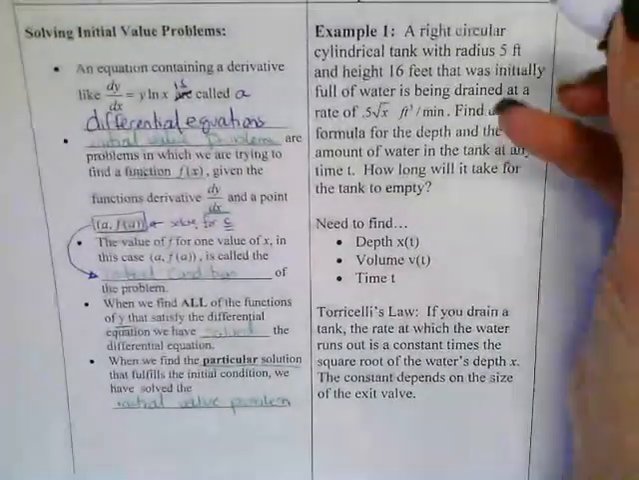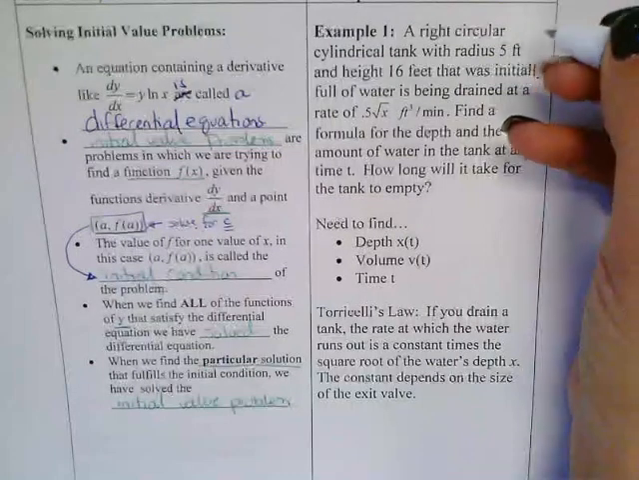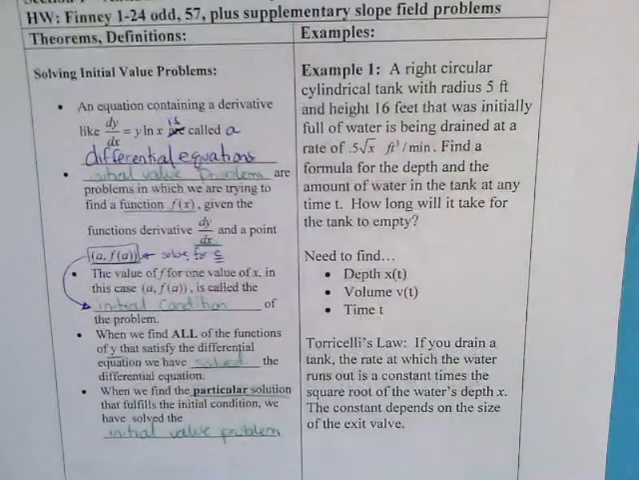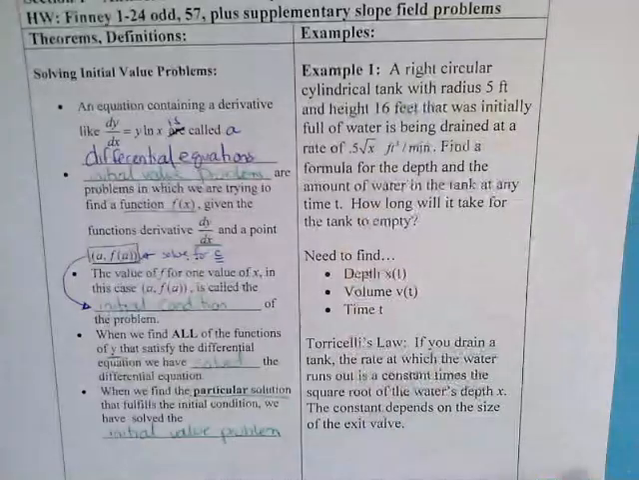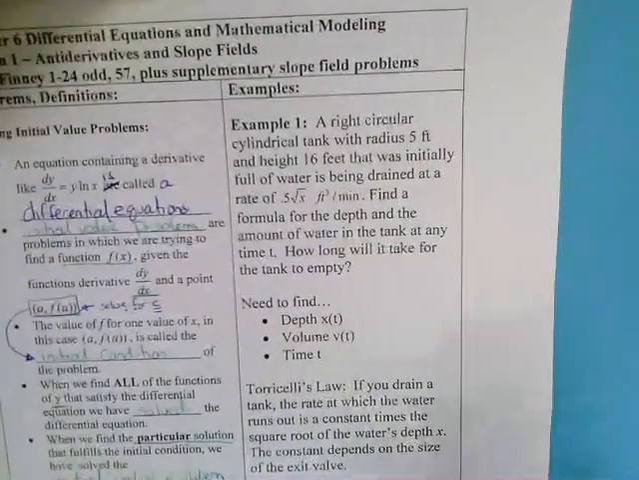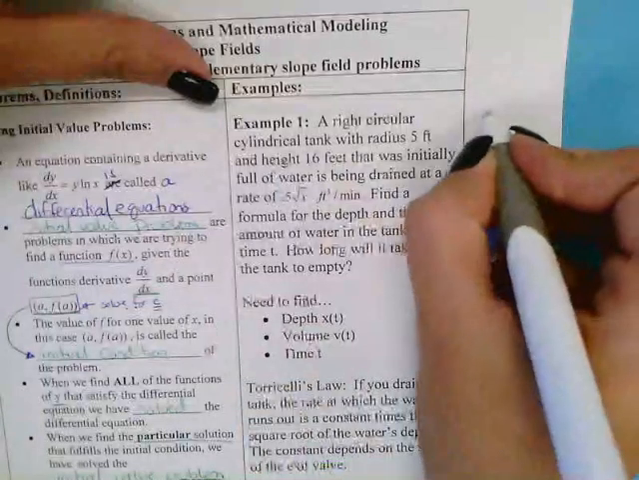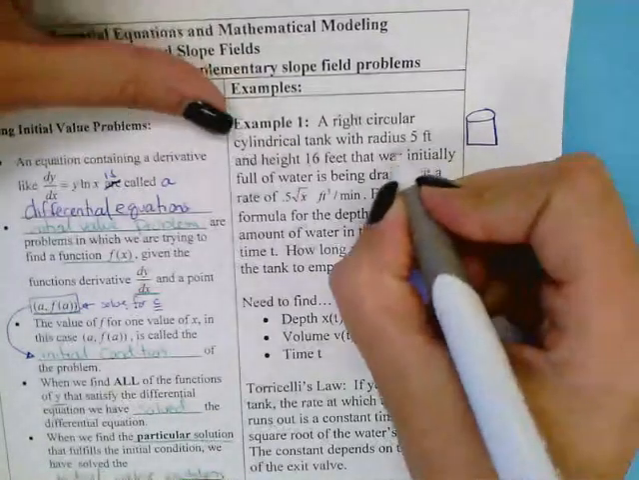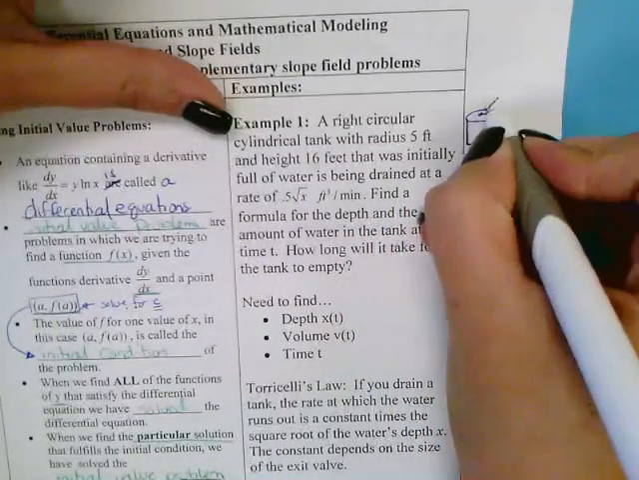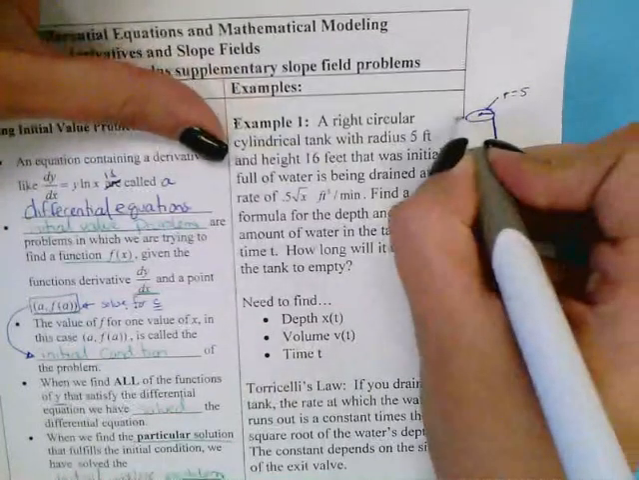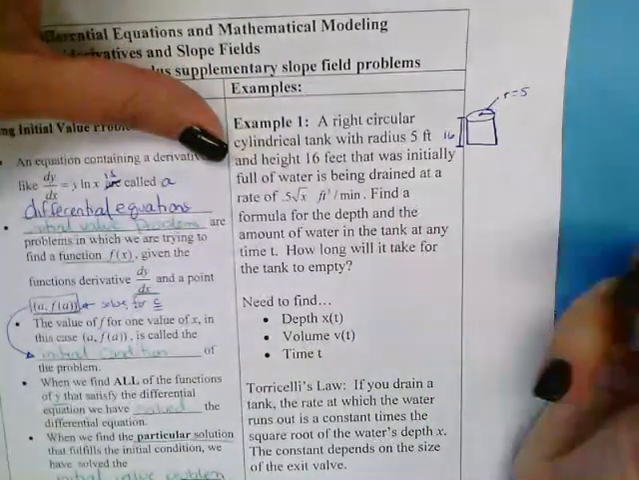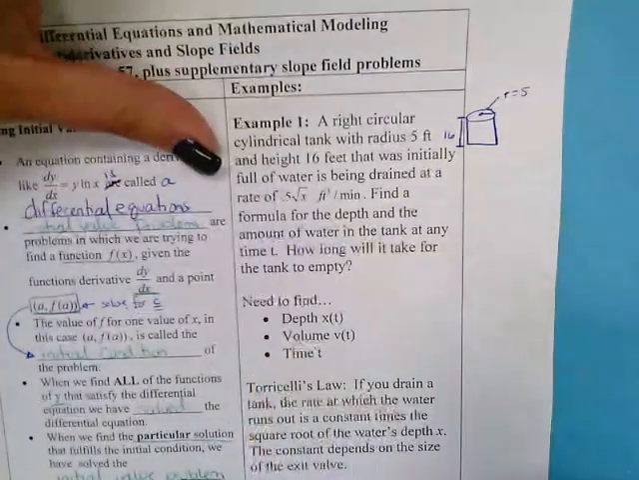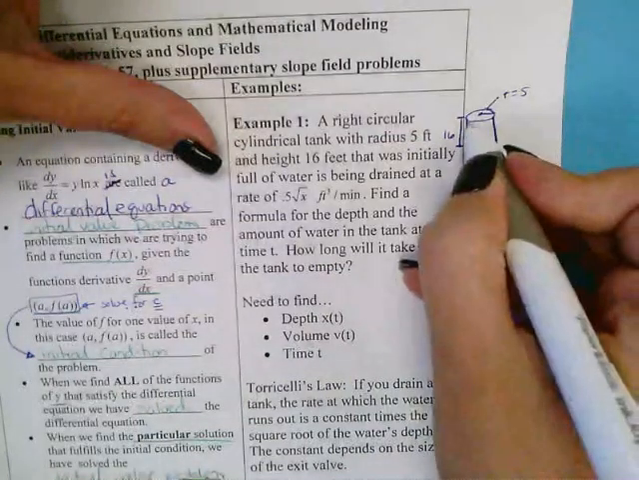Now this first problem is taking us back a little bit to last year when we had to do related rates. Let's read this, and as I'm reading, I'm going to write on the side what I'm getting from it. I'll write circular cylindrical tank with a radius of 5 and a height of 16 feet that was initially full of water is being drained. So initially it was full of water.